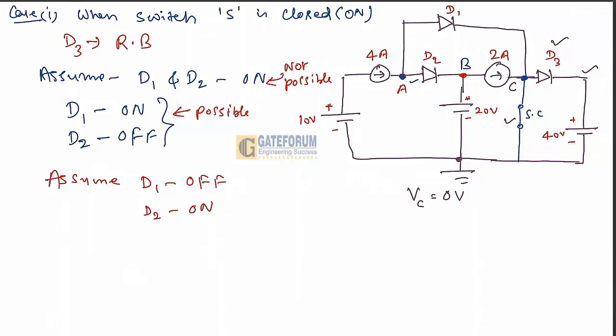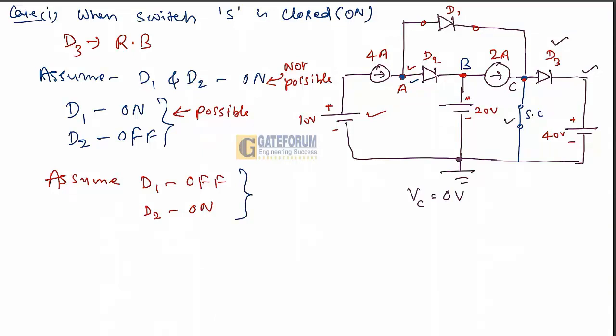Whenever we assume that D1 is off, the 0 volt at node potential C will not appear at node point A, because it is treated as open circuited. Now for the D2 diode, whether it will conduct or not: the anode side of D2 is at 10 volt from the voltage source, and the cathode side is at 20 volt. So the anode side voltage is lesser than the cathode side voltage, and due to that reason, this is also not possible.